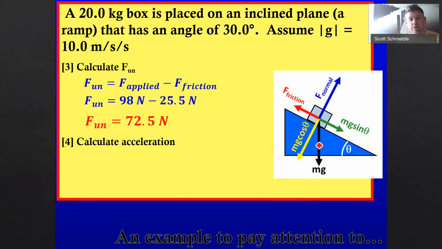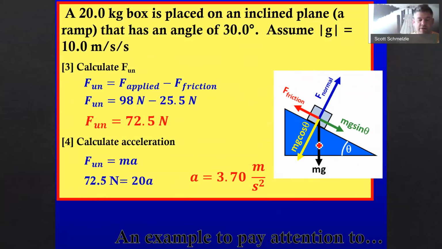Okay? To calculate the acceleration, what we're going to see here is that F_un equals ma. So 72.5 divided by 20 should give us an acceleration of 3.7 meters per second squared.